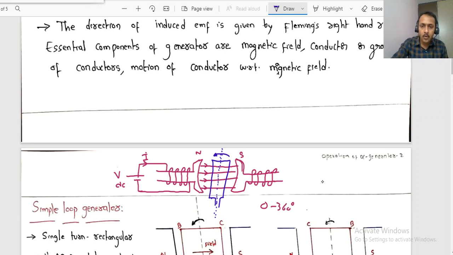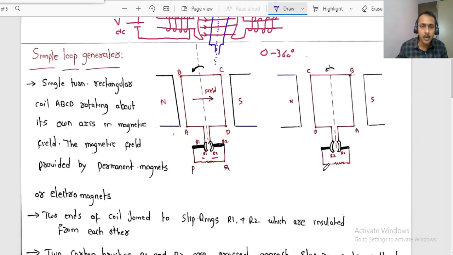Now, let me consider one simple loop generator, where we have a north pole and a south pole. ABCD is a rectangular coil which is rotating on its own axis in the presence of the magnetic field. This magnetic field can be provided by either permanent magnets or electromagnets. The two ends of the coil are joined to slip rings R1 and R2, which are insulated from each other.